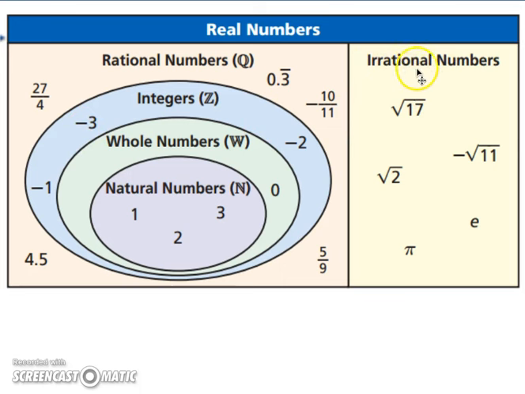Let's look at the irrational numbers. Irrational numbers are like the square root of 17, or pi, like 3.1415, and it keeps going. These are where you have decimals that don't terminate. They just keep going and they don't repeat themselves. So they're irrational.